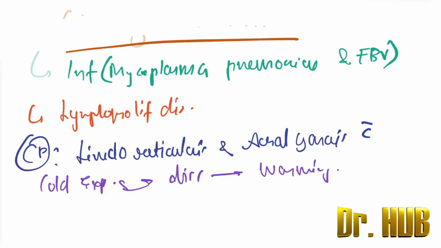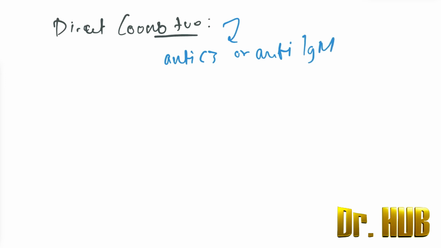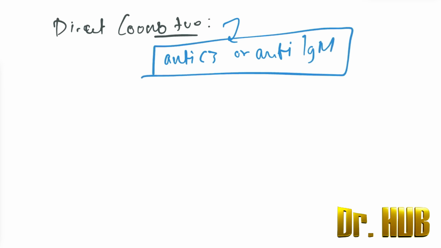So what about the test reactions? Here there is a direct Coombs positive. Direct Coombs positive means there is anti-C3 or anti-IgM, but usually not IgG.